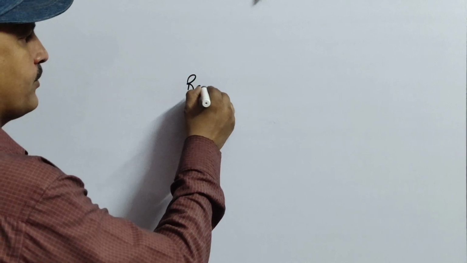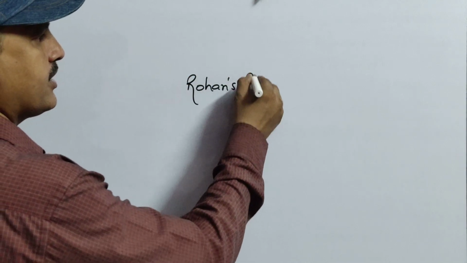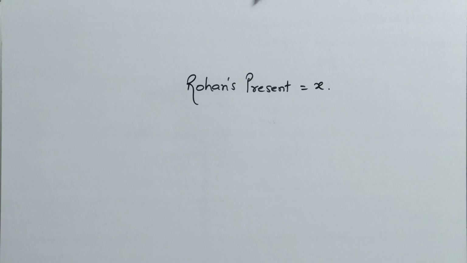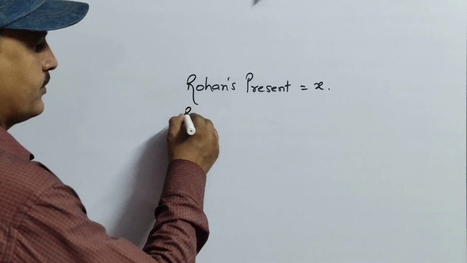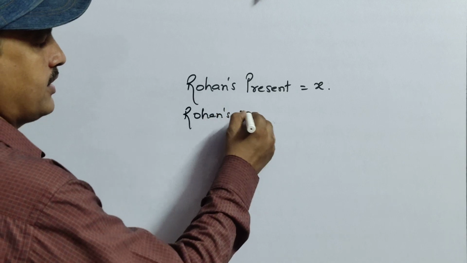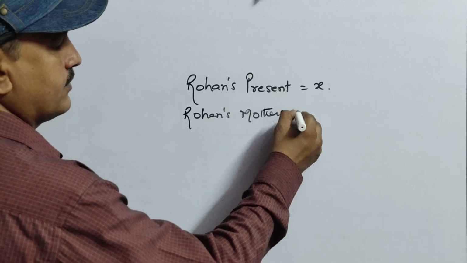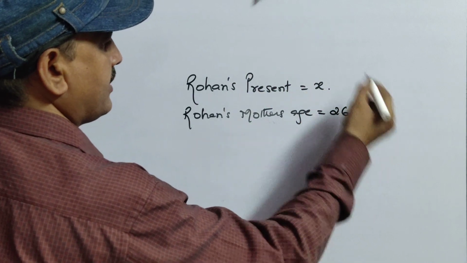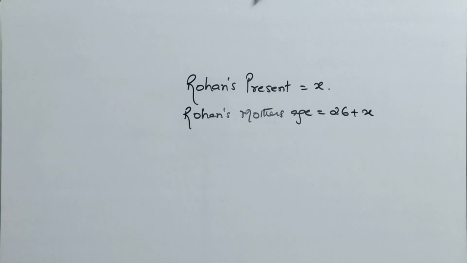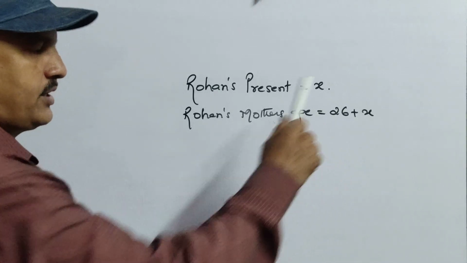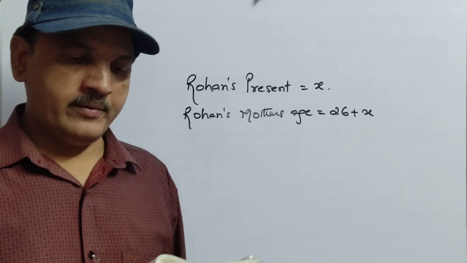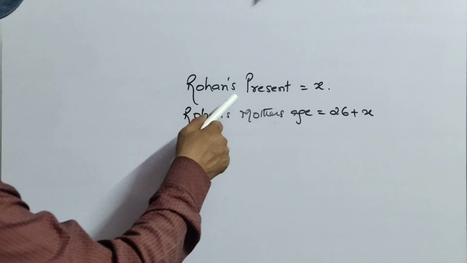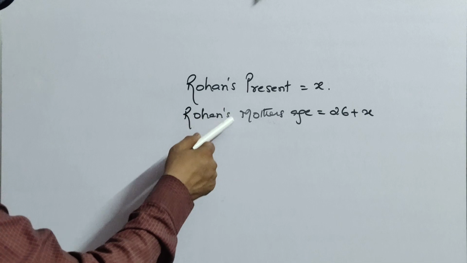So write simply Rohan's age is equal to x, because we don't know Rohan's age. But Rohan's mother's age we know: how much? 26 years plus Rohan's. So 26 plus x. Rohan's mother's age is 26 plus x. But according to the question, what has he given? The product of their ages 3 years from now. Means find out after 3 years Rohan's age and Rohan's mother's age.